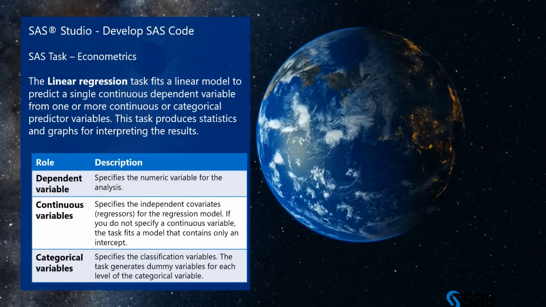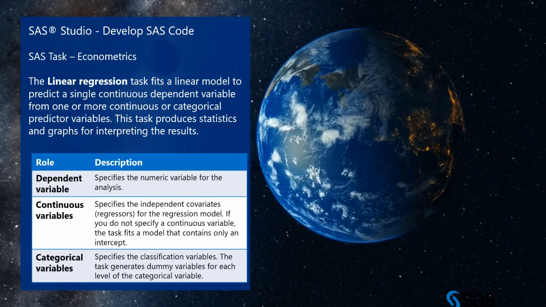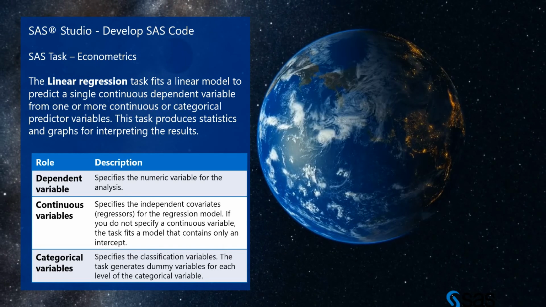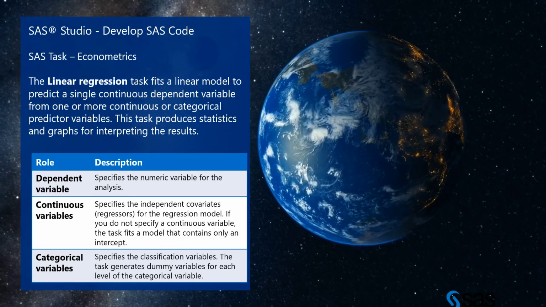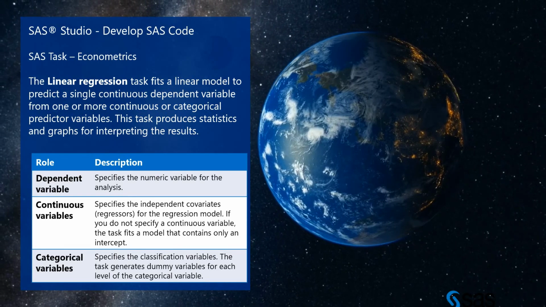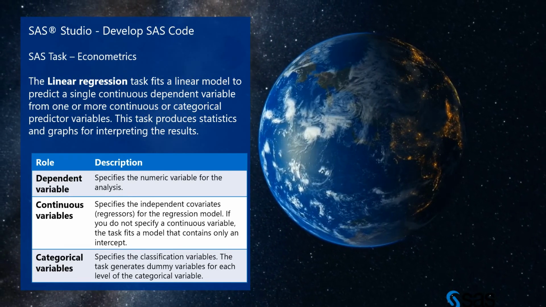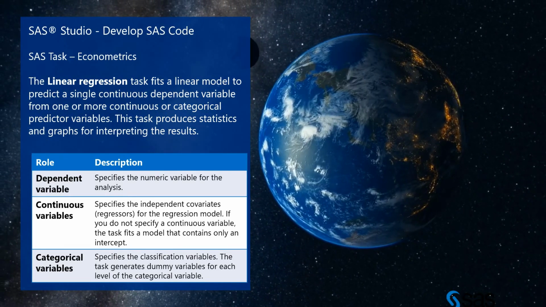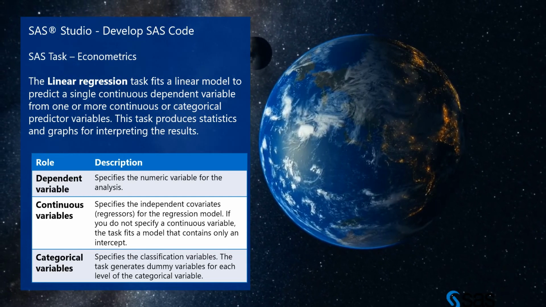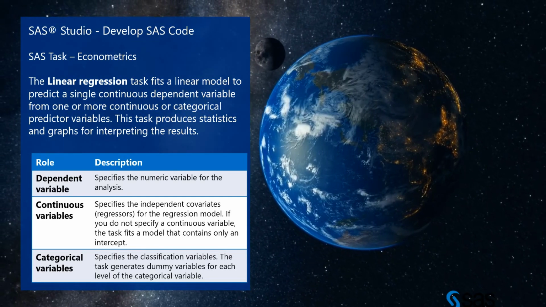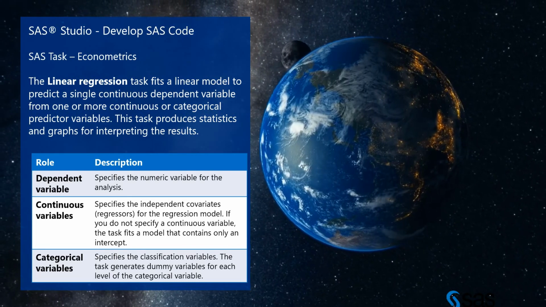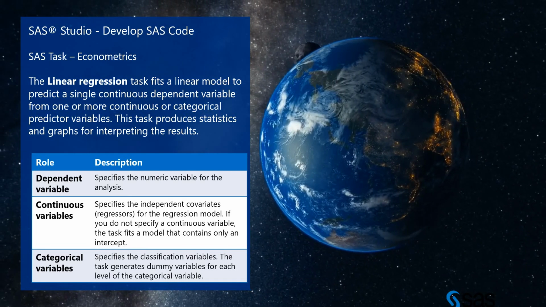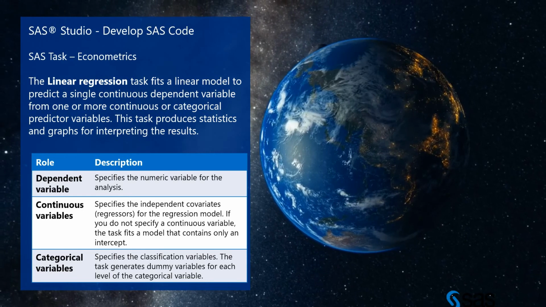So here we have the linear regression. We have three variables that we need to declare, but the only mandatory one is the dependent variable. The linear regression task fits a linear model to predict a single continuous dependent variable from one or more continuous or categorical predictor variables.